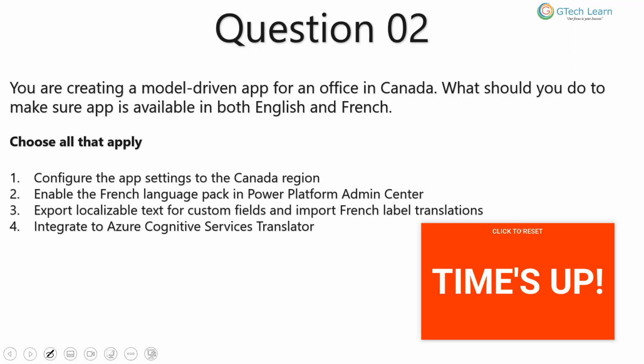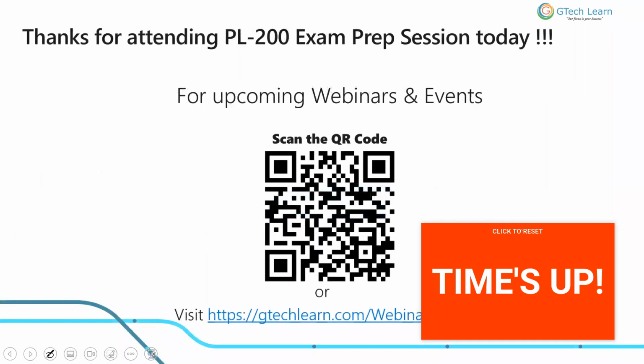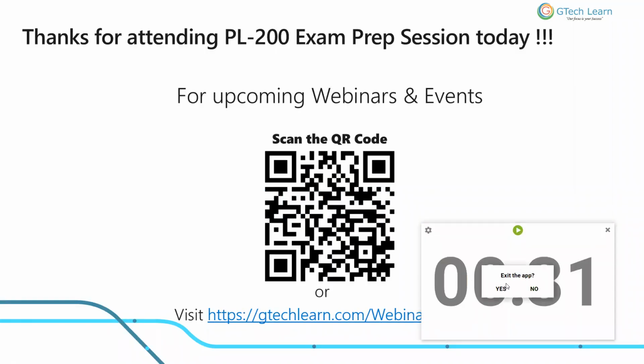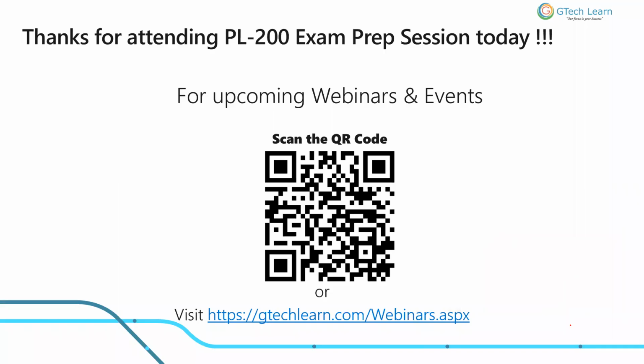Okay, so the correct answer for that question is going to be the second and third one, where first of all, I need to enable the language pack from my Platform Admin Center, and then we need to export the localizable text for the custom fields and import the French label translations. So these two options we need to follow to achieve that. So that is something what we are having relatively for PL200 exam prep session here.